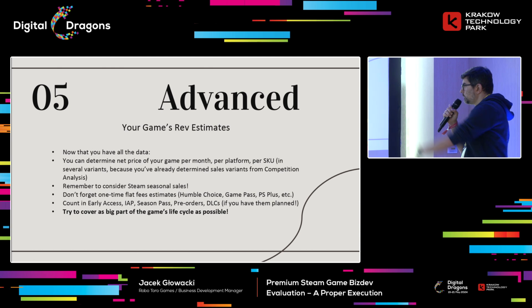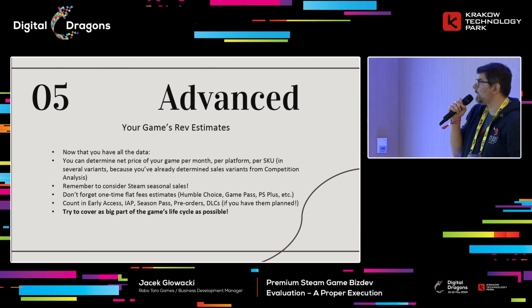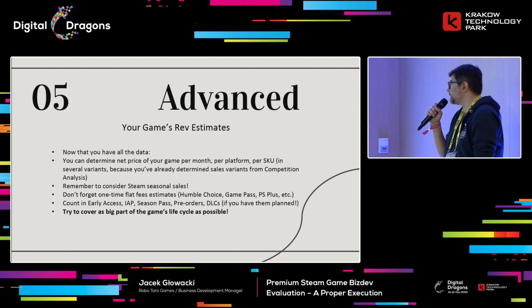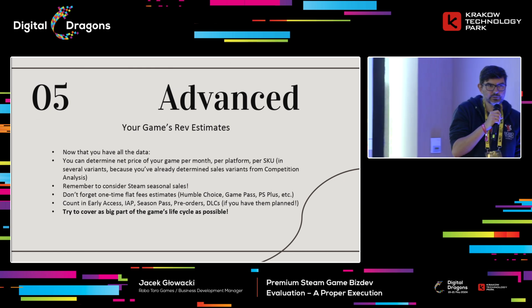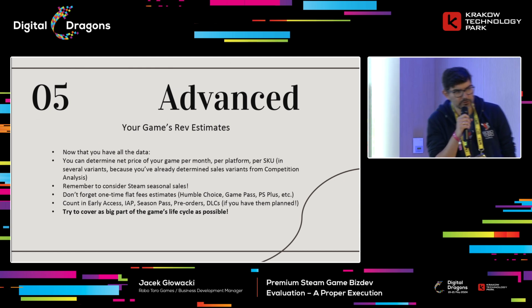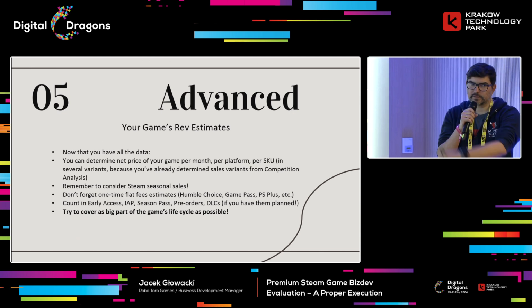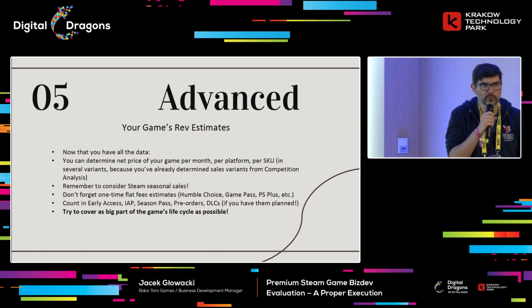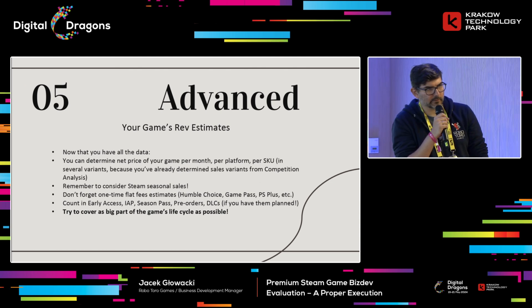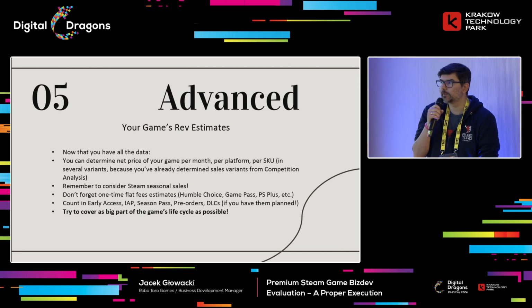So, yeah, remember to consider Steam seasonal sales, of course. Don't forget one-time flat fees estimates: Humble Choice, Game Pass, PS Plus, etc. This is something that is definitely worth considering, especially if we're thinking about working with a publisher as an indie developer, because publishers by default use these flat fees, this money, to recoup faster. So usually if they pay for the development, they recoup 100% of their investment before we start earning money. This is their usual condition by default.